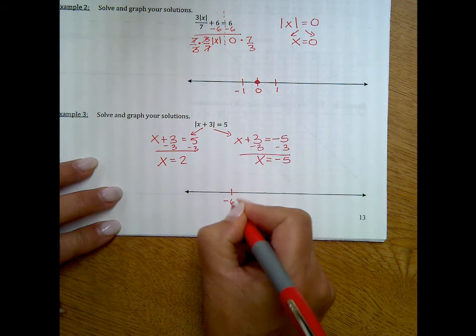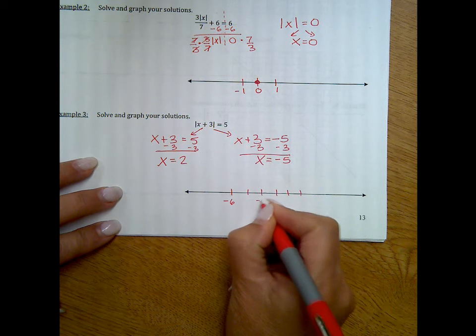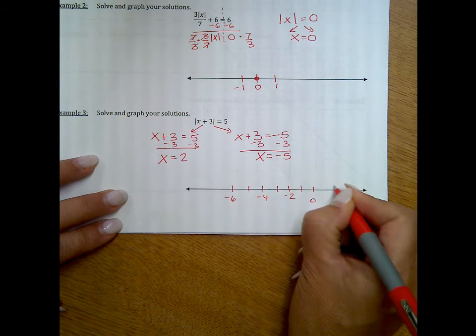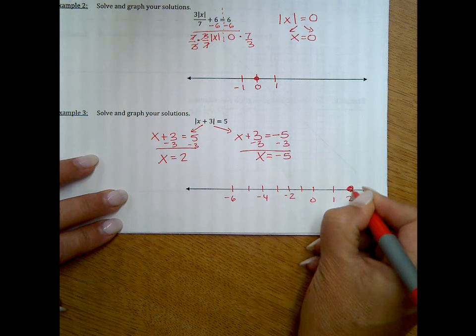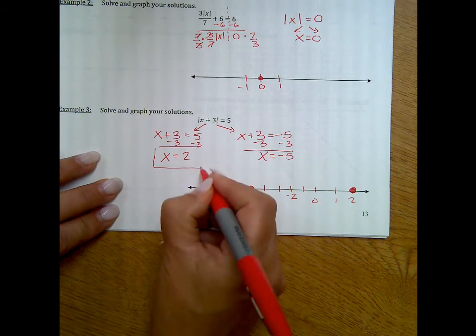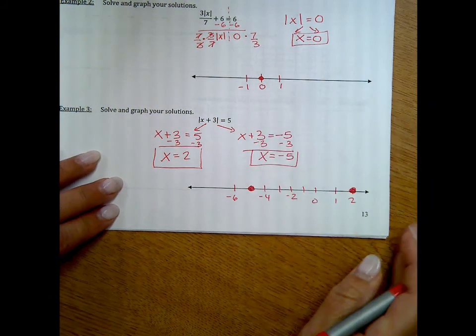So negative 6, negative 5, 4, 3, 2, 1, 0, 1, 2. I'm going to put a dot on 2 and negative 5. Always put a little box around your answer so we can easily find it.